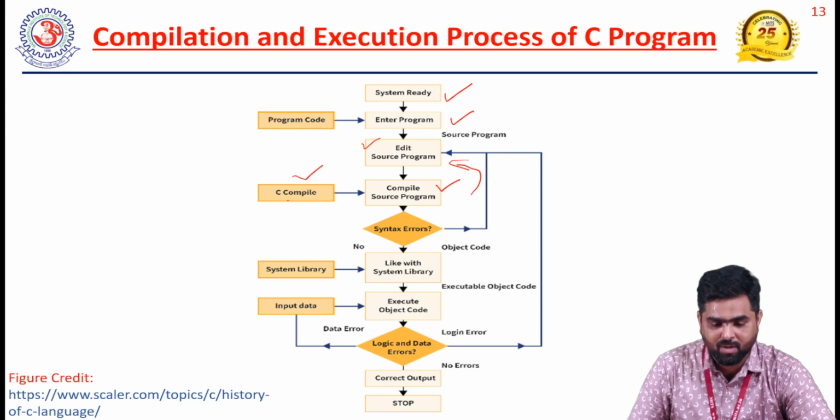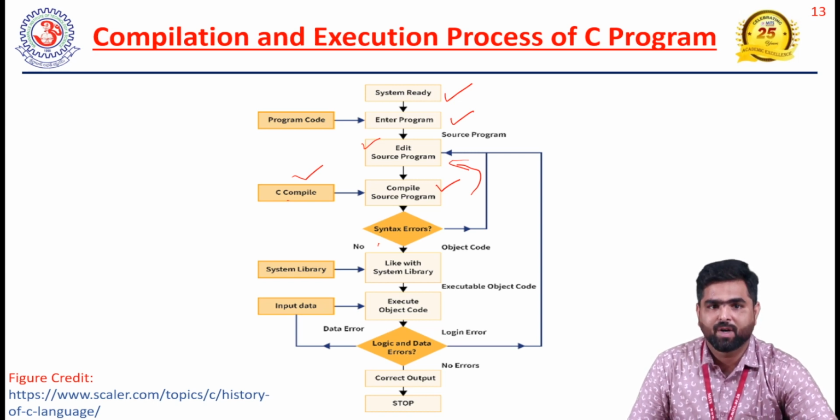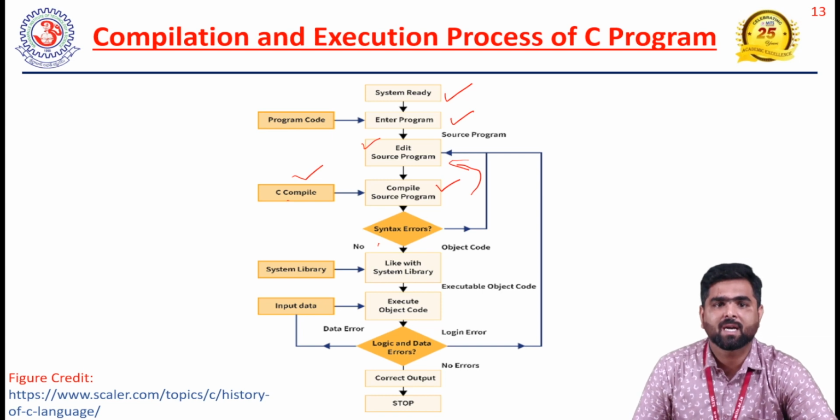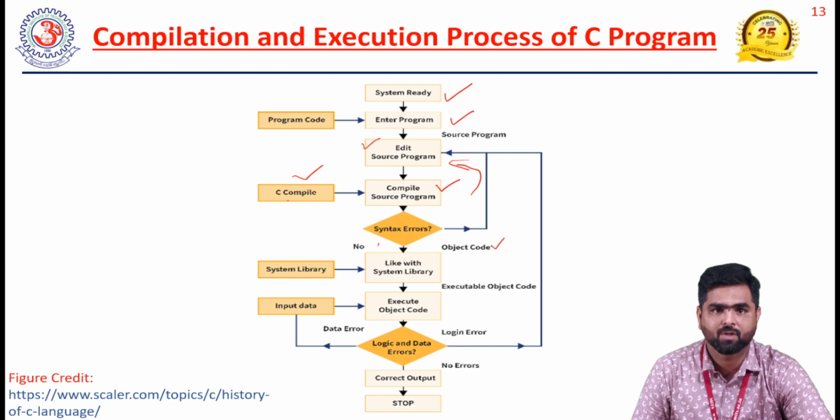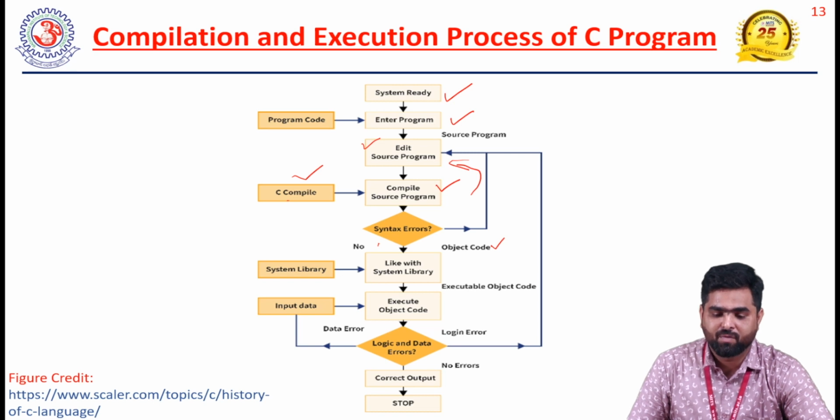So if there are no syntactical errors, then this particular high level language code will be converted into object code. We already discussed it. The purpose of compiler is converting the high level language into machine level language. So now this high level source code is converted into object code. Object code is nothing but machine level code, which is going to be in the form of zeros and ones. So now object code is available. So now we can run this object code.